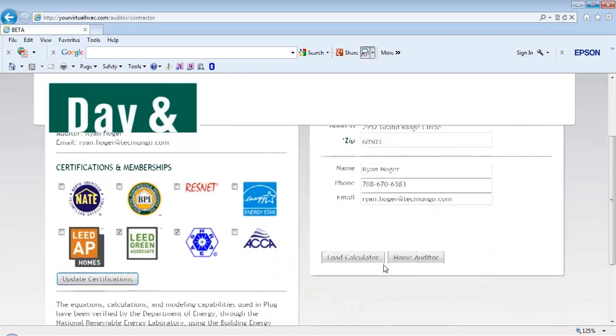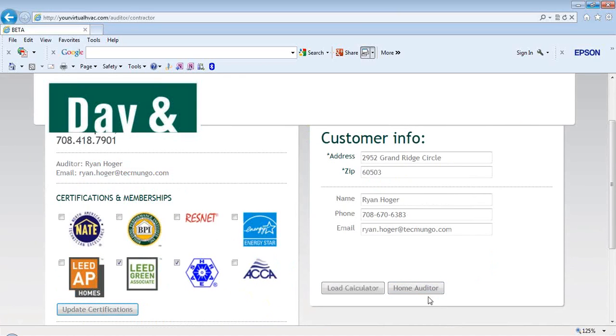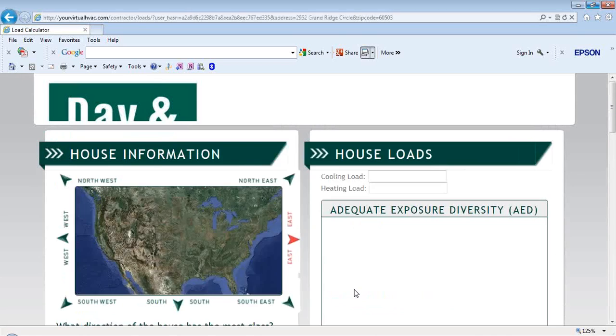All right, then I can either hit load calculator or home auditor. The load calculator is going to do a load calculation on this house. Home auditor is what I'm going to show you a little bit later on, where you can propose improvements to the home and it'll tell you the energy savings difference. So I'm going to click on load calculator right now.